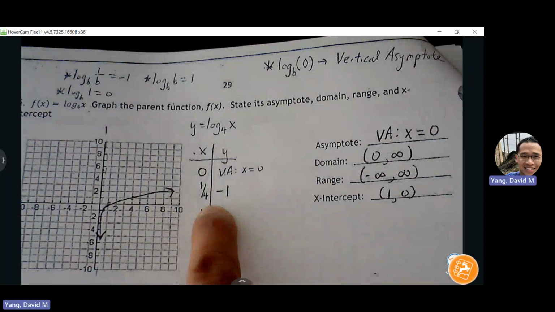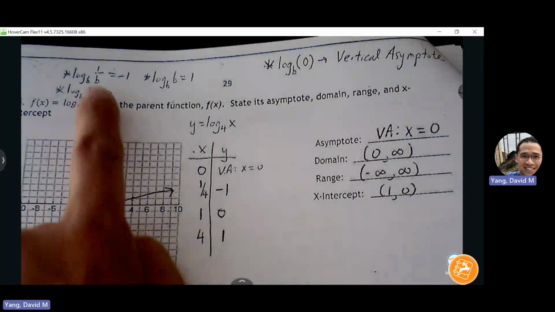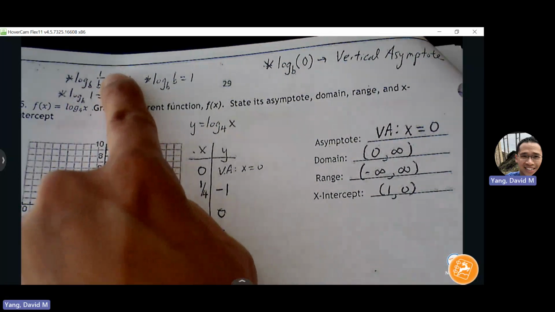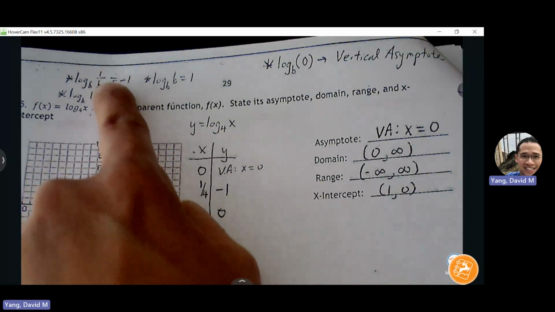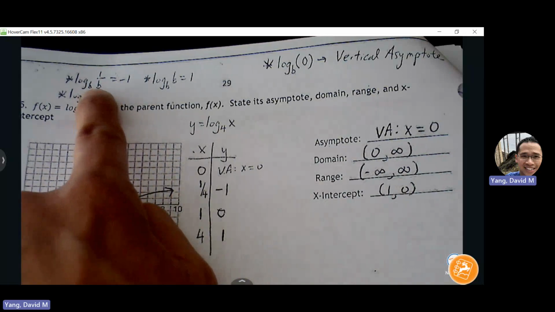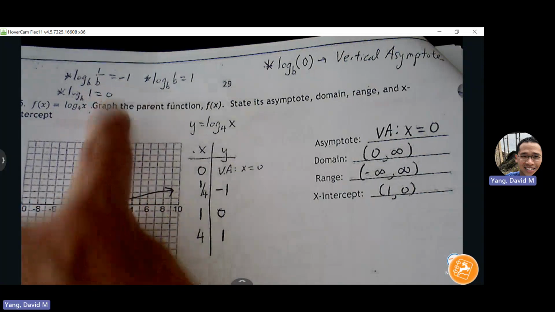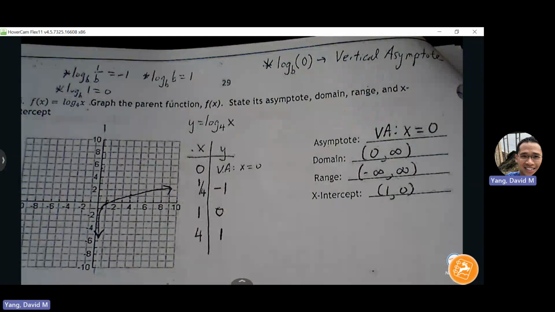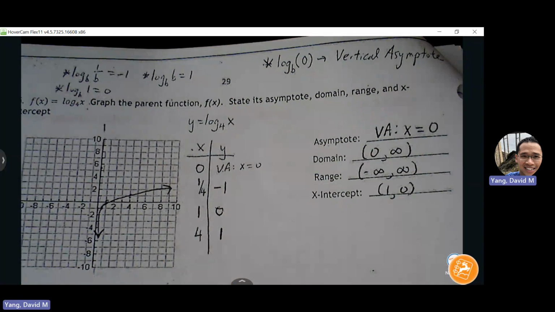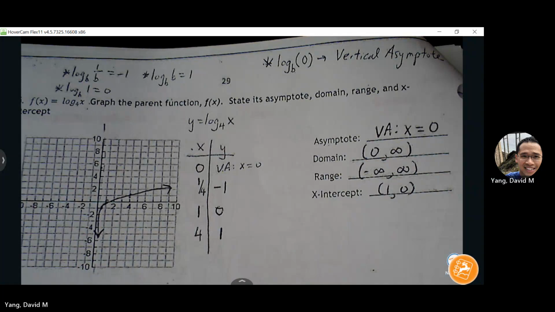Now, this is an additional property. You don't have to use this. This is basically saying that if I can force a 1 over b inside my parentheses, then log base b of 1 over b is equal to -1. So that's just another option for ordered pair, but really all you need is the vertical asymptote. Log 1 equals 0, and log base b of b equals 1.